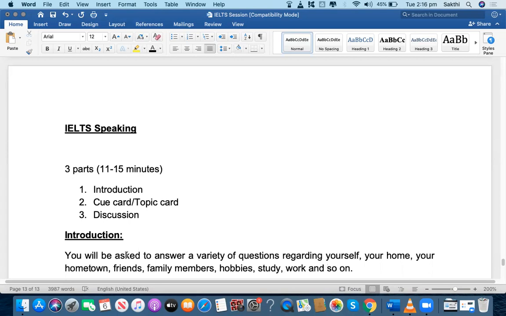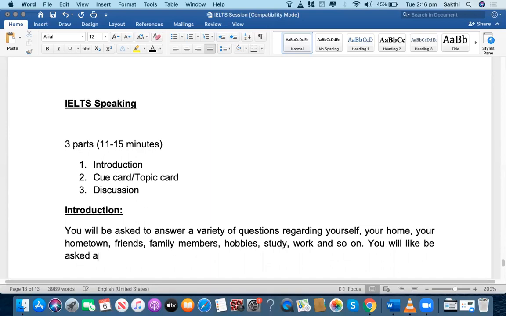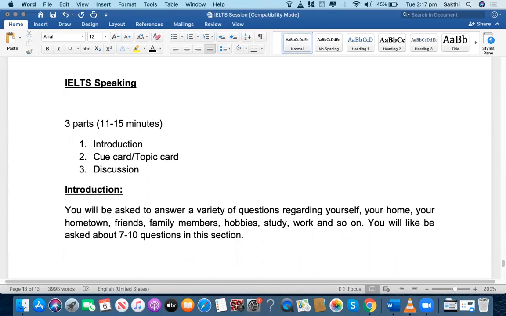That's it. So you will likely be asked about 7 to 10 questions in this section. You'll have approximately 7 to 10 questions, but it differs from one candidate to another. The reason is that if you don't answer a question fully, the examiner is going to ask more questions on the same. As a result, it is really essential that you answer the questions fully.